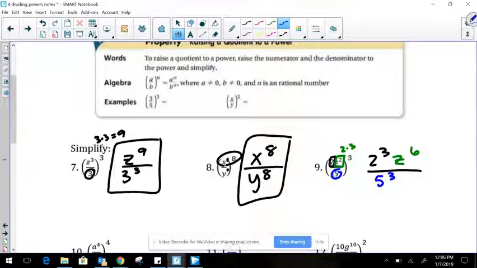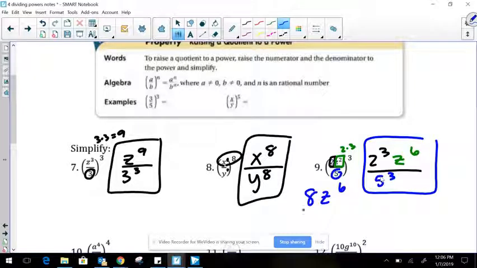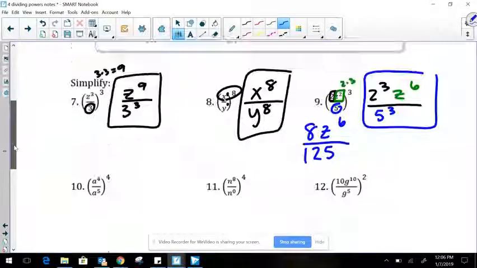All right, I can't simplify these numbers because they're not the same base. Remember, the base is the big number. So we can actually just leave our answer like that. Or if you wanted to write it out, 2 cubed is 8, z to the 6th, and then 5 cubed is 125. Okay, just so you can see that those are the exact same thing. They can be written either way. They both have positive exponents, so they're both allowed.